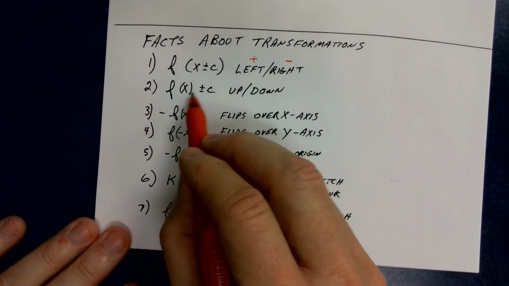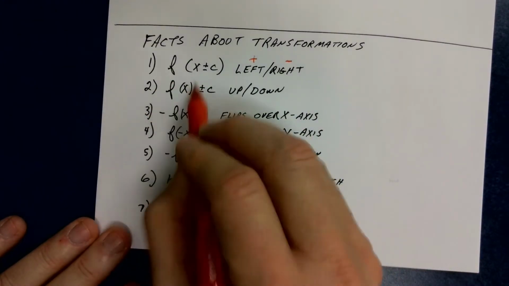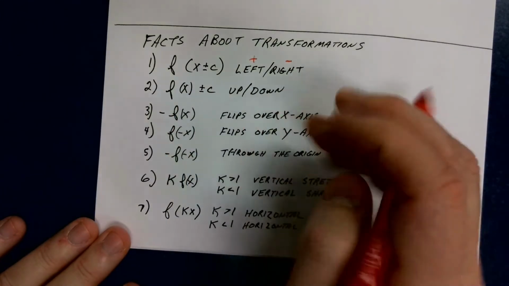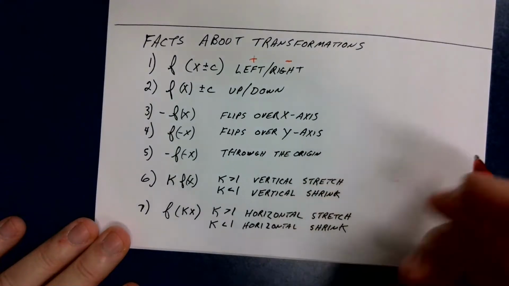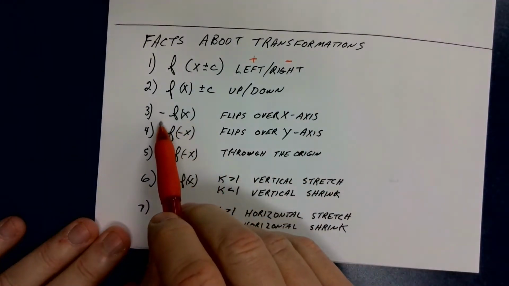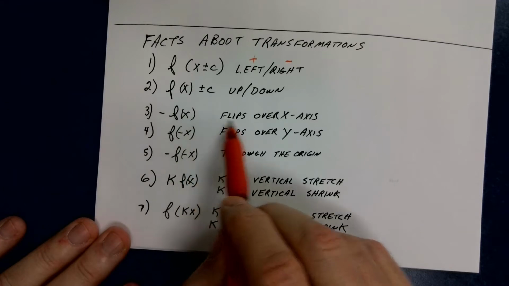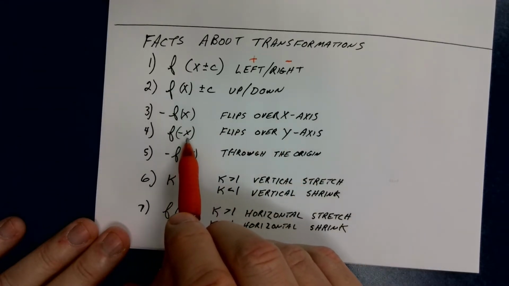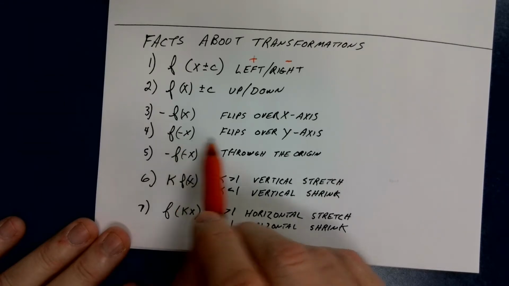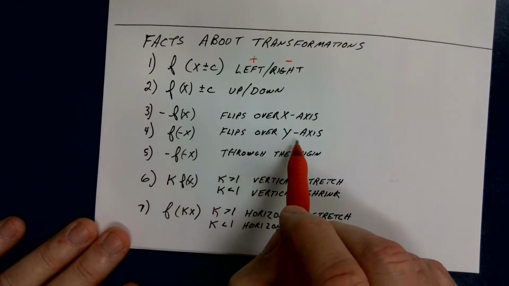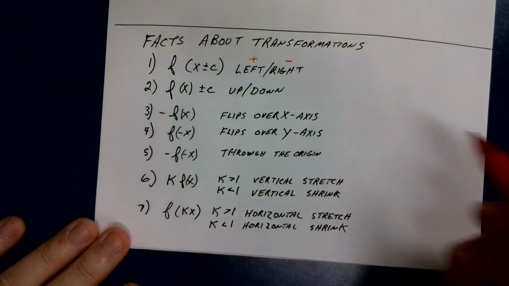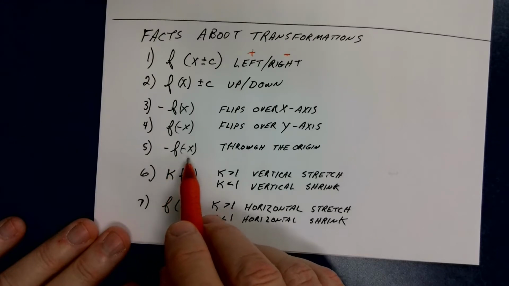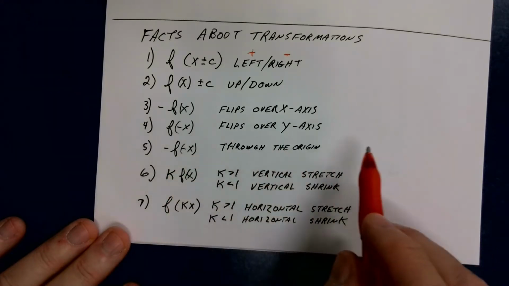If I add or subtract something outside of a function, so here's my function f of x, whatever that function is, and I add or subtract some constant to it, that's going to move the entire function up or the entire function down. If I put a negative in front of the entire function, I negative all of those things, it's going to flip it over the x-axis. If I do a negative directly to the x, the input of the x, change all the x's, that's going to flip all of the function over the y-axis. And if I do it for both of these, the function of the negative of x, that's going to go through the origin.